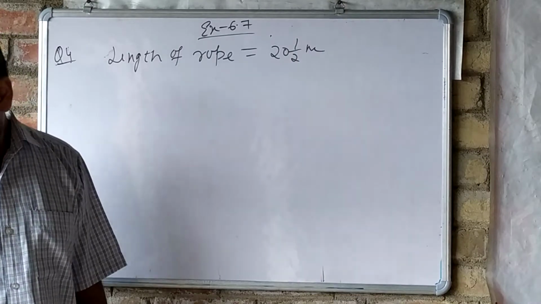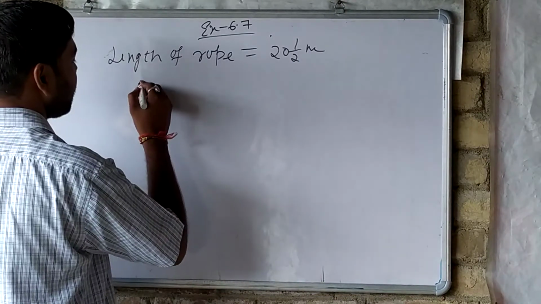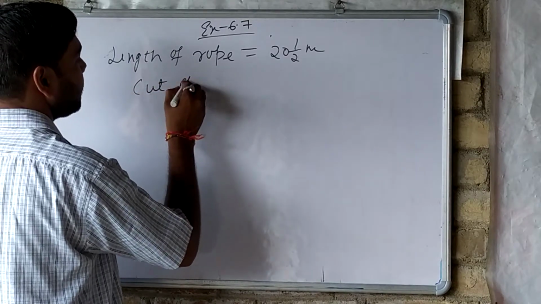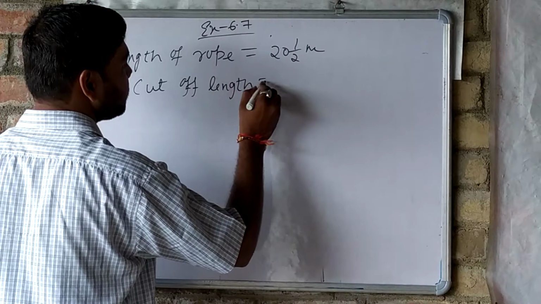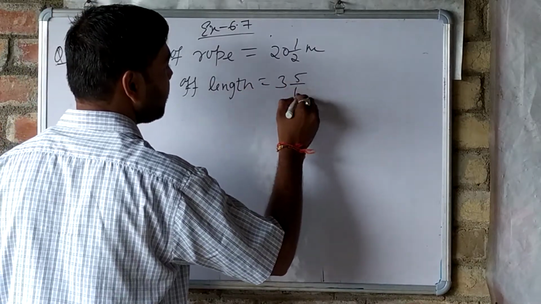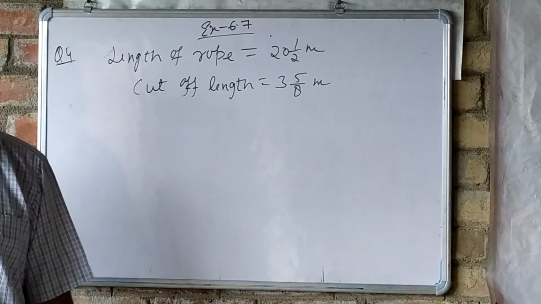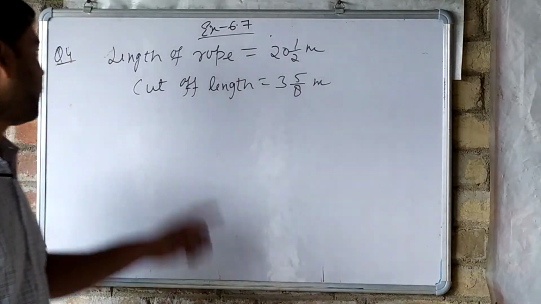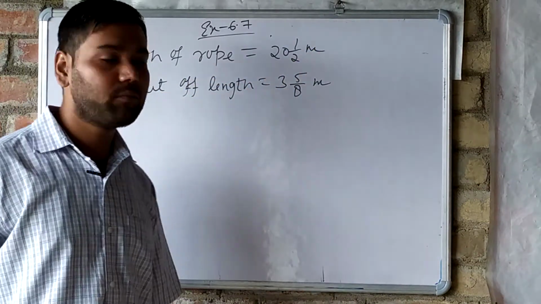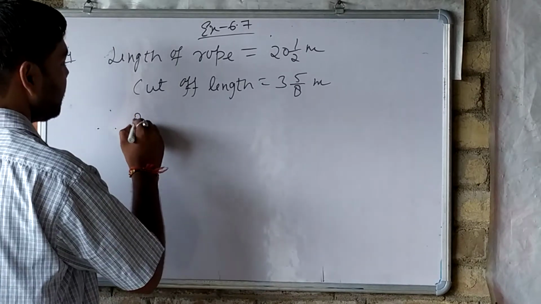Now what is asked? A piece of length 3 whole 5 by 8 is cut. So the cut off length is given as 3 whole 5 by 8 meter. This is the cut off length, 3 whole 5 by 8 meter. Length of rope is 20 whole 1 by 2 meter. So what do we have to find? We have to find the remaining length of rope.